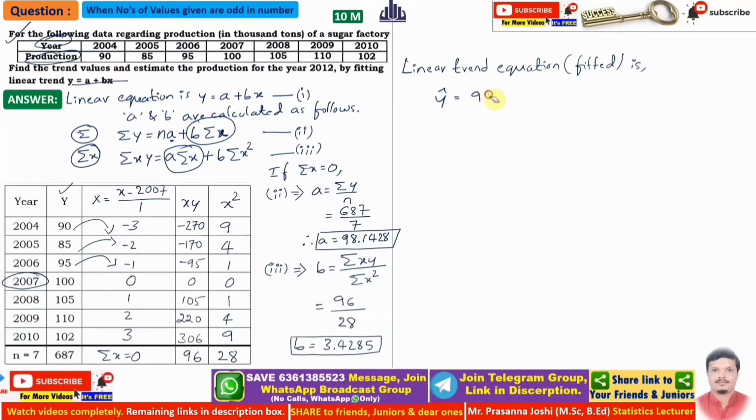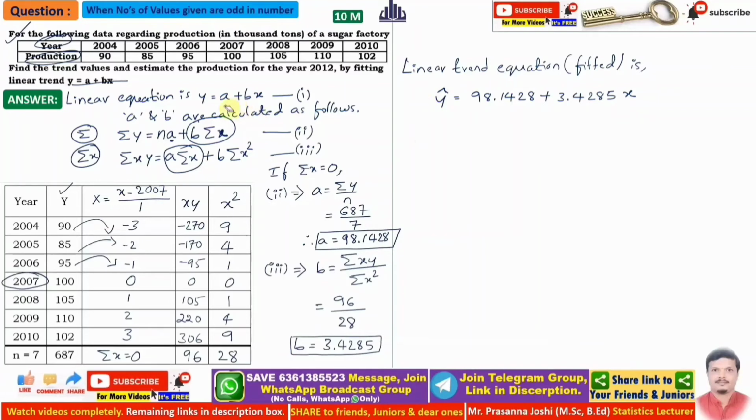A is 98.1428 plus b, that is 3.4285, and x. So once we write the fitted equation, it will be represented by cap. That's why we have written y cap. See here, a plus bx: the a value estimated as it is, then the b value and x as it is. So this is the fitted linear trend equation.